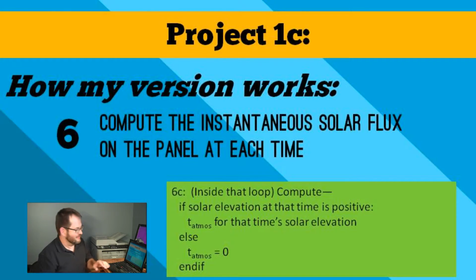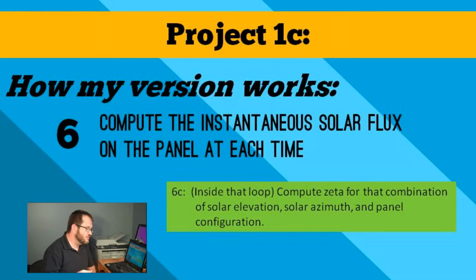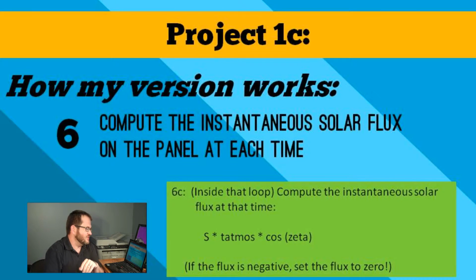Okay, little hint there, I didn't know that would happen. Inside the loop, you also want to compute zeta, that angular separation between the current position of the sun in the sky, its solar elevation and solar azimuth, versus the panel's azimuth and elevation angle. That's inside that loop as well, because that zeta is changing minute by minute. And then actually compute the instantaneous solar flux at that time. This is S times the transmissivity of the Earth's atmosphere times the cosine of your zeta.